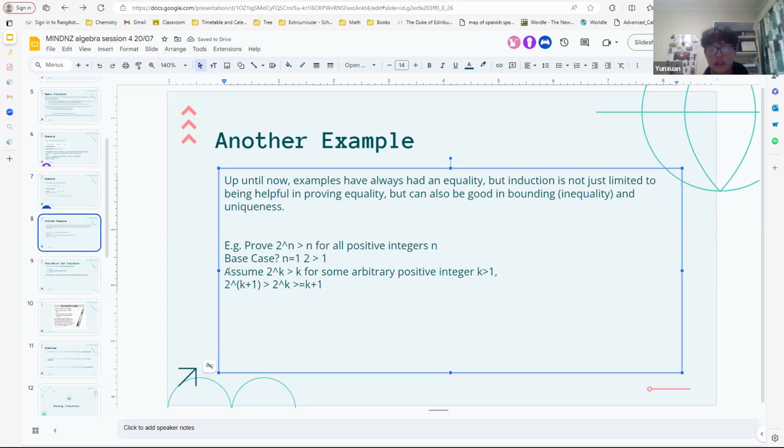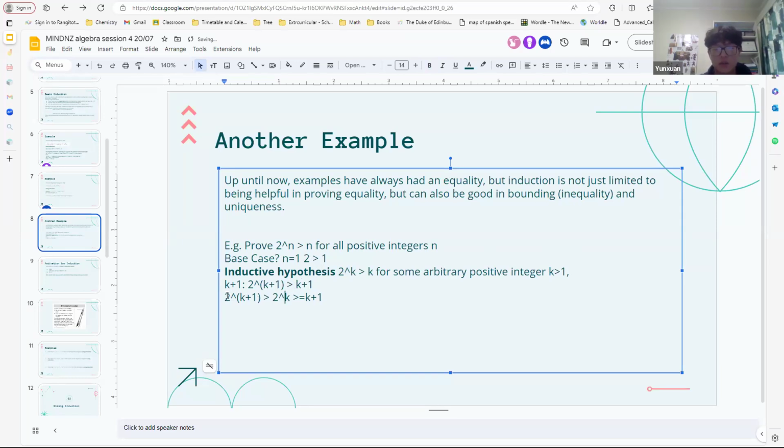So now we make the inductive assumption, or inductive hypothesis. The assumption is called the inductive hypothesis: 2 to the power of k being larger than k for some arbitrary positive integer k larger than 1. So now we need to prove the proposition for k plus 1. So we need to prove that 2 to the power of k plus 1 is larger than k plus 1.